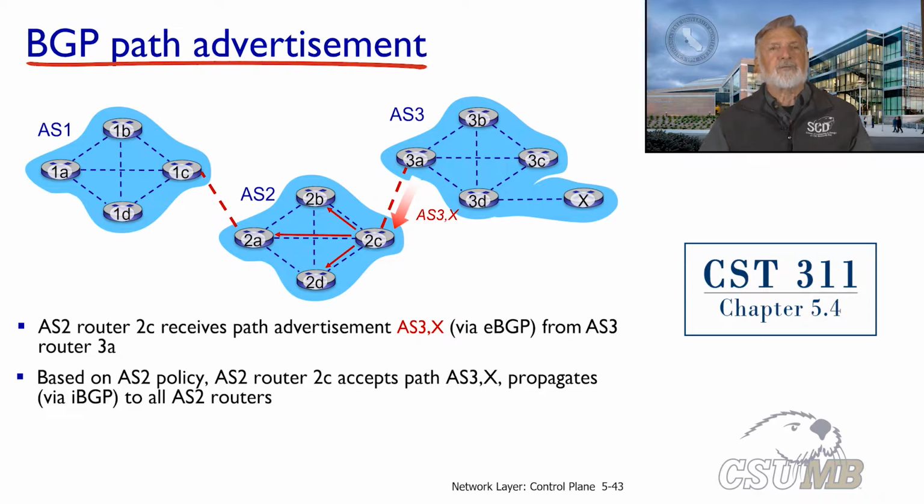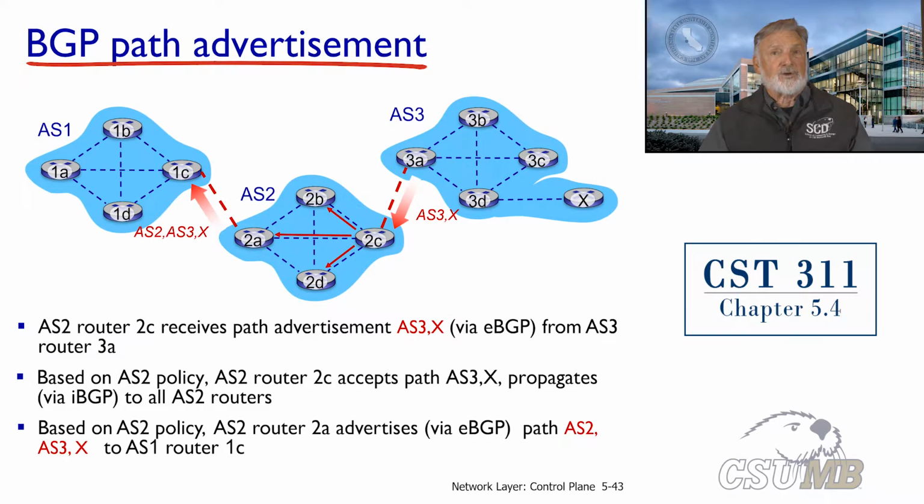There's another policy for AS2 that says AS2 will advertise this path to AS1. Thus, Gateway Router 2A sends this advertisement to its peer AS1, Gateway Router 1C, via eBGP.